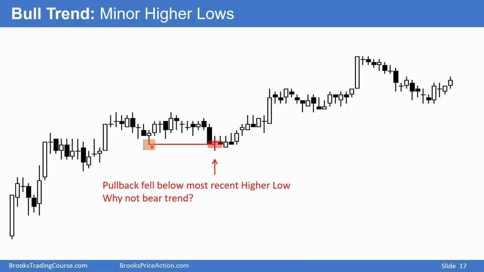The market fell below a minor higher low, but it still held above a major higher low, and therefore it's still a bull trend. It led to a bull leg in a trading range and not a bull leg in a bull trend. Did not lead to a strong breakout to a new high. And trading ranges have legs up, they have legs down, and sometimes the legs down fall below minor higher lows.